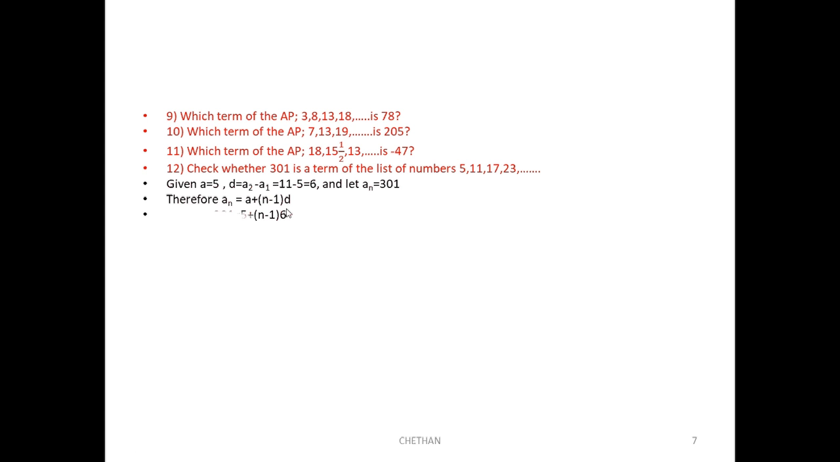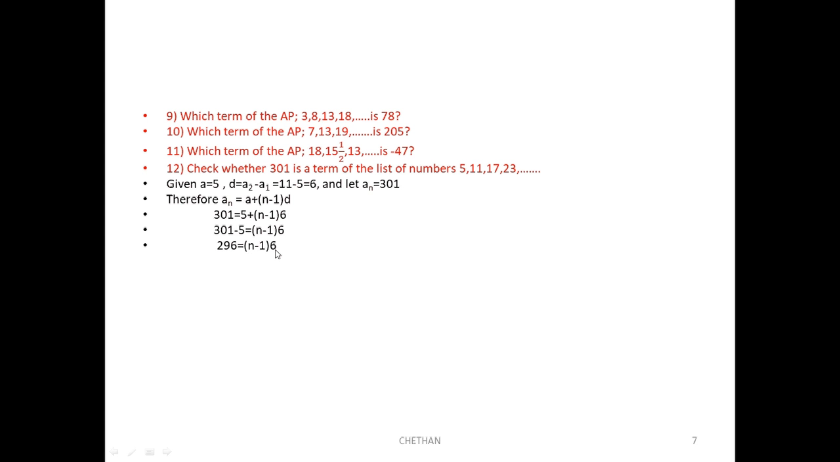I am substituting these values. In the place of an, the last term, 301. In the place of a, I am taking 5. In the n, we have to find whether there is a term or not, so I am putting n minus 1 the same here. In the place of d, I am taking 6. On solving this, 5 comes to the left side, so it becomes minus 5. So 301 minus 5 becomes 296.